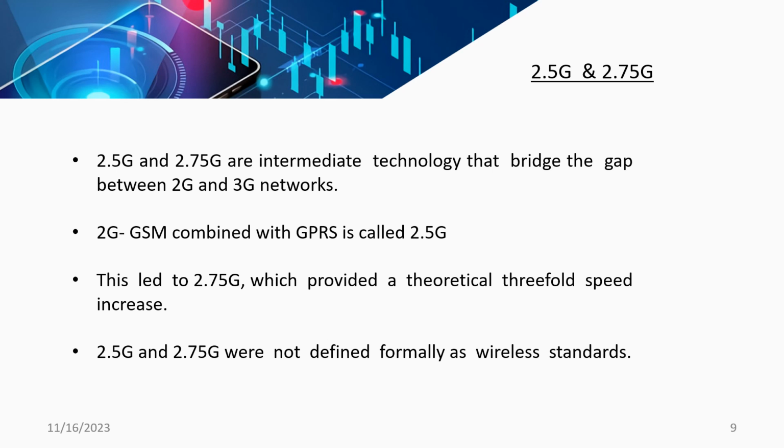2.5G and 2.75G technologies are the two intermediate technologies that bridge the gap between 2G and 3G networks. When 2G GSM is combined with GPRS, that is the General Packet Radio Service, it is called 2.5G, and this leads to 2.75G, which provides a threefold speed increase compared to 2G. And these two technologies are not defined formally as wireless standards.